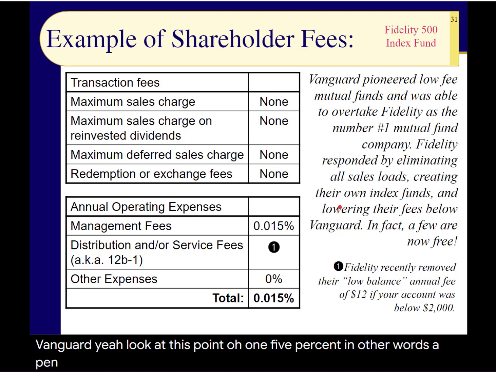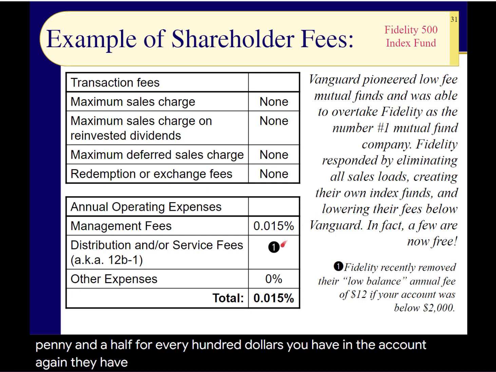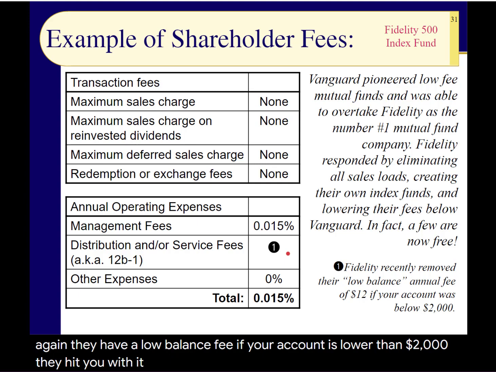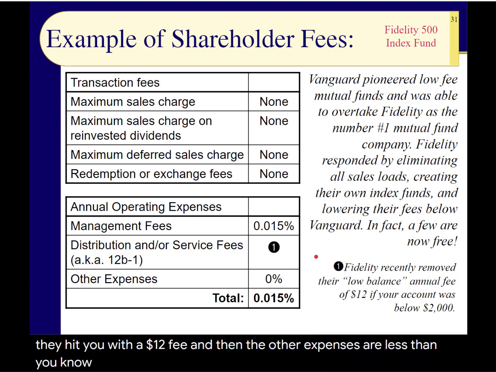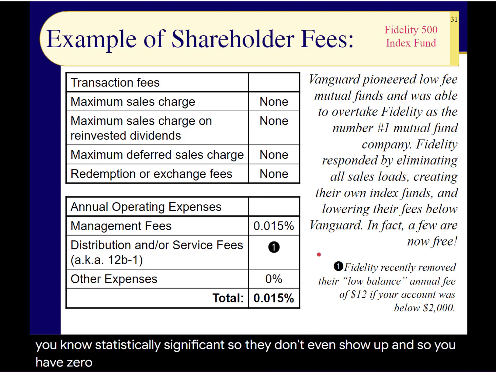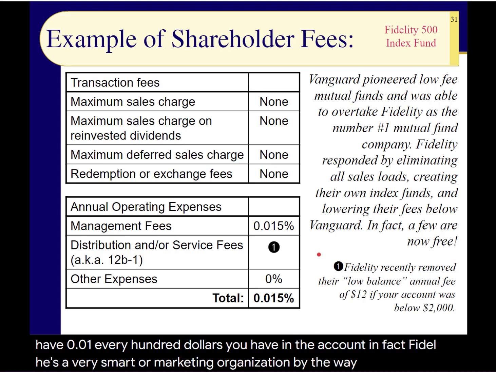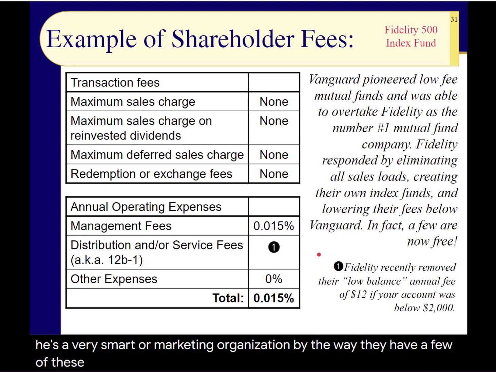0.015%. In other words, a penny and a half for every $100 you have in the account. Again, they have a low balance fee. If your account is lower than $2,000, they hit you with a $12 fee. And then the other expenses are less than statistically significant, so they don't even show up. And so you have 0.015, 1.5 cents for every $100 you have in the account. In fact, Fidelity is a very smart marketing organization, by the way. They have a few of these index funds that have no fees.